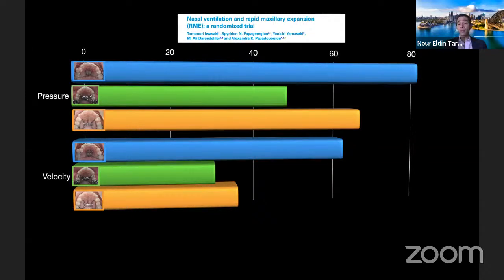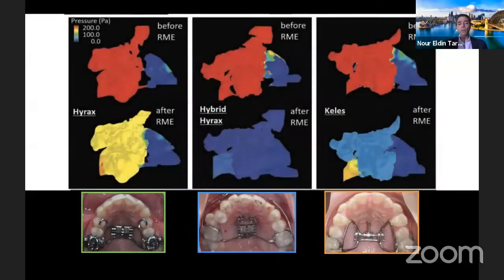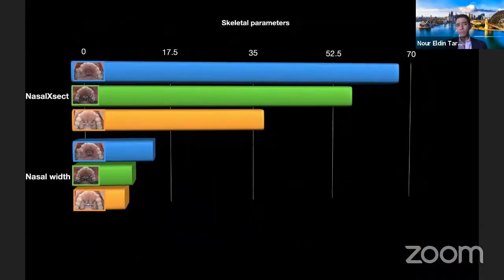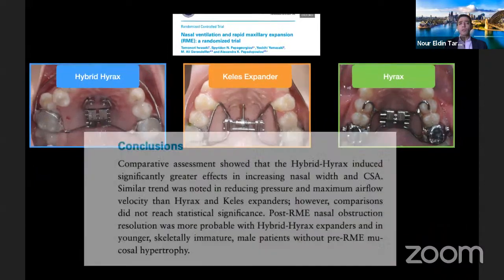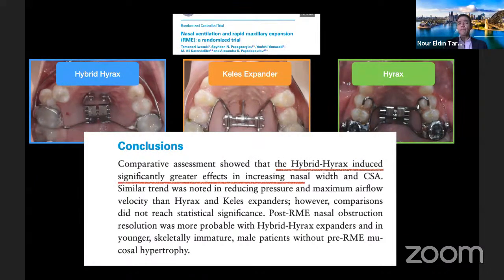I was very impressed with how well the Kellis expander performed, I must say, because on the surface, you would expect it to be very similar to the Hyrax, but it outperformed the Hyrax significantly, even though both are tooth-borne. But if you look at the maps of how the ventilation works, the blue means that it's flowing smoothly everywhere, and that's what you would like to achieve. And that seemed to be only achievable with the implant-borne appliance. So if we were to draw some conclusions, the hybrid Hyrax induced significantly greater effects in increasing nasal width.